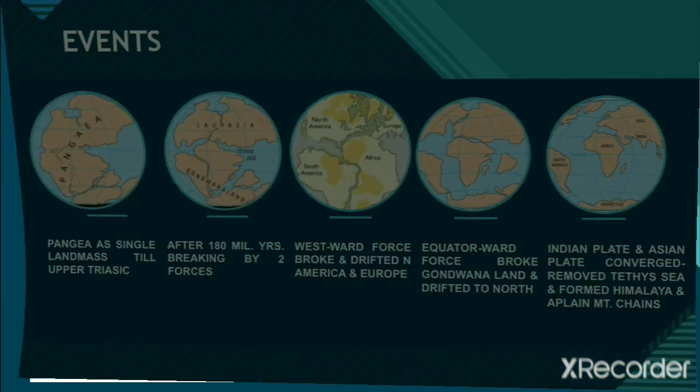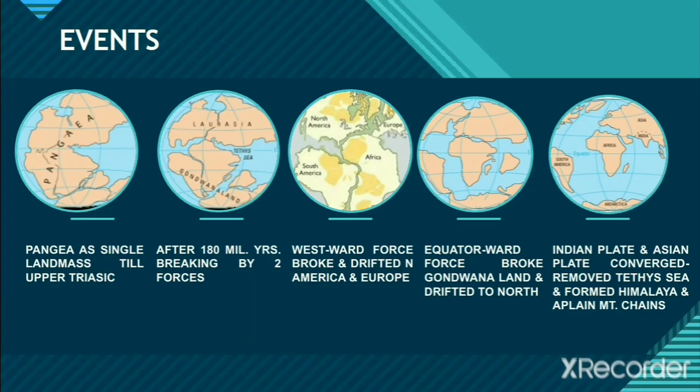The Pangaea remained as a single landmass up to the Upper Triassic or the Cretaceous period. About 180 million years ago, the Pangaea started breaking due to two major forces. The first was a strong westward force, which broke South America and North America and pushed them towards the west. This created the Atlantic Ocean in between. Even here, South America broke first, and this is proved by the fact that the Atlantic coast is broader between South America and Africa than between North America and Europe.